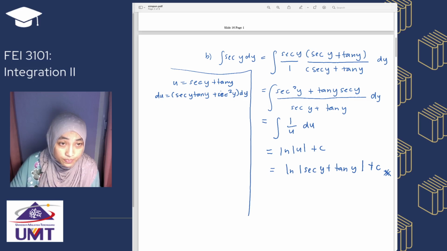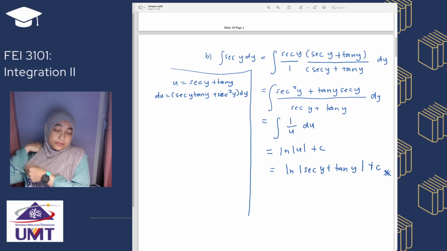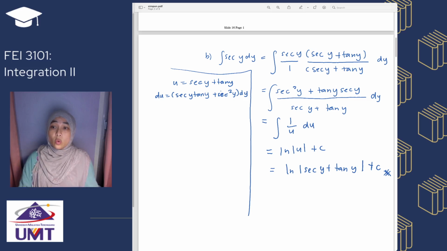Now you substitute it inside here, and you will get 1 over u du, which is much simpler for you to find the solution, equal to ln u plus c. At the end of the day, you just substitute u as secant y plus tangent y, and you get ln secant y plus tangent y plus c. Try to take some time and complete it using cosecant y, right, students?